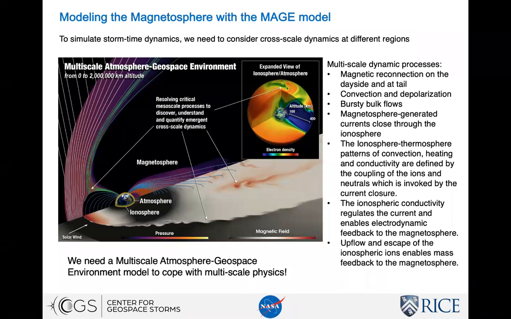And there are also some feedback processes, like the ionosphere conductivity regulates the current and enables the electrodynamic feedback to the magnetosphere. Also upflow and the escape of the ionospheric ions will enable mass feedback to the magnetosphere.